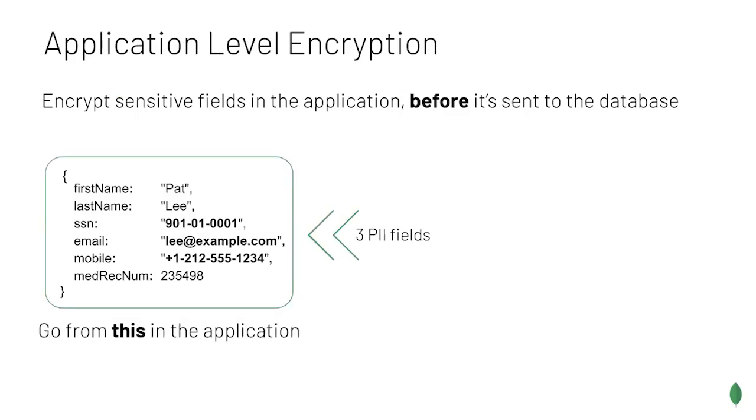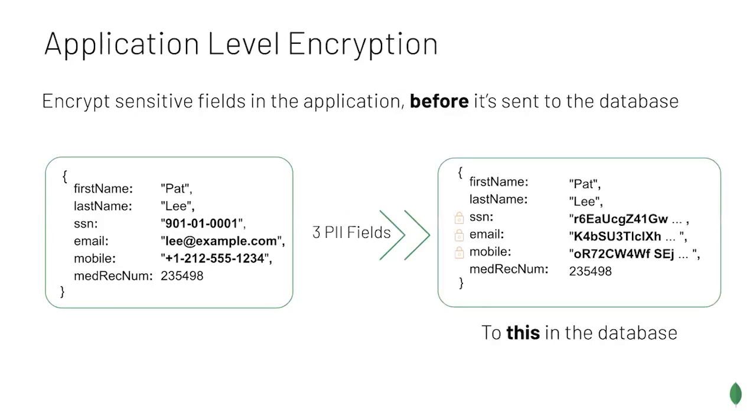So here we've got a very simple health record for Pat Lee. There are 3 PII fields in there, the SSN, the email, and the mobile number. So we go from that plain text in the application and we're encrypting it in the application before it gets sent to the database. So all the database sees is ciphertext for those 3 PII fields. So that would seem to solve the problem.